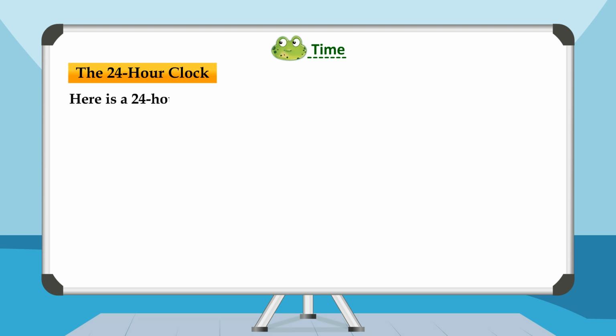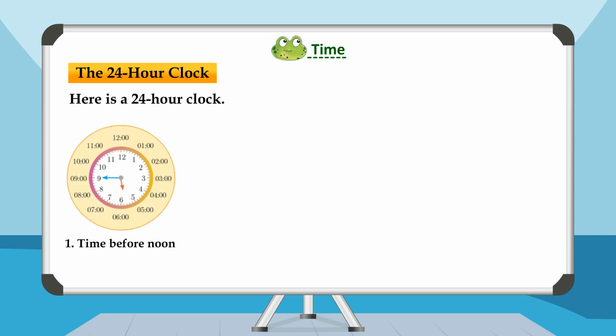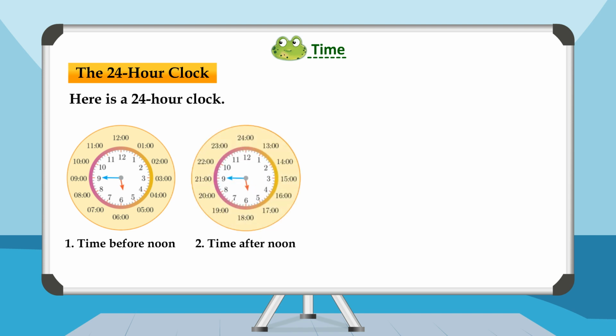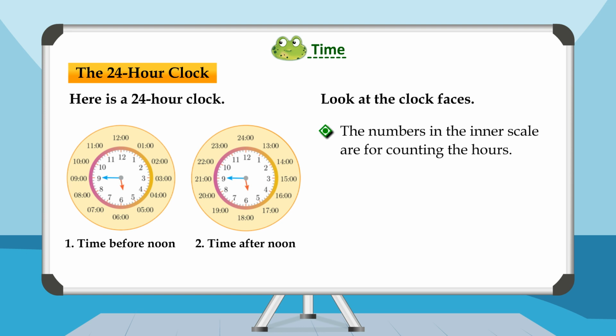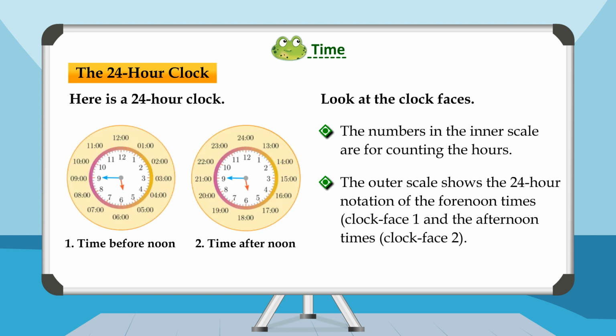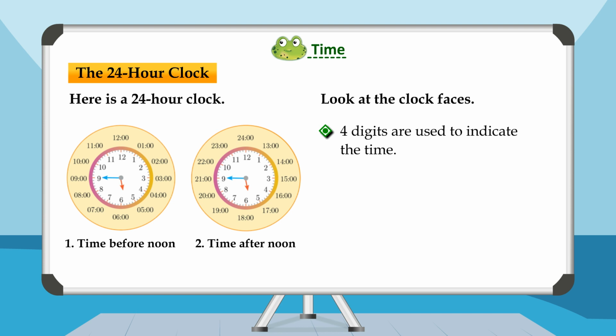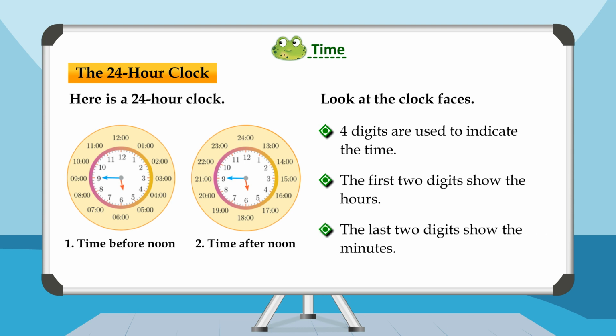Here is a 24-hour clock. 1. Time before noon. 2. Time after noon. Look at the clock faces. The numbers in the inner scale are for counting the hours. The outer scale shows the 24-hour notation of the forenoon times, clock face 1, and the afternoon times, clock face 2. Four digits are used to indicate the time. The first two digits show the hours. The last two digits show the minutes.